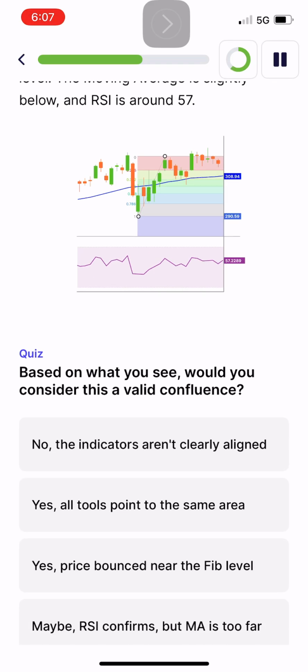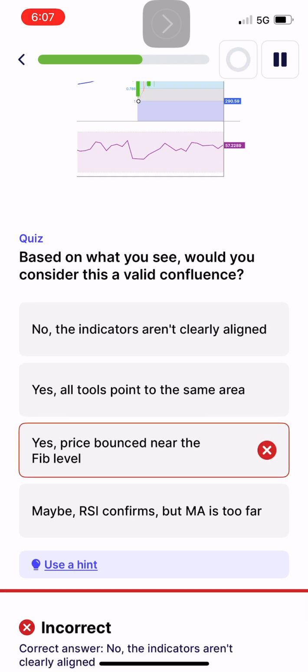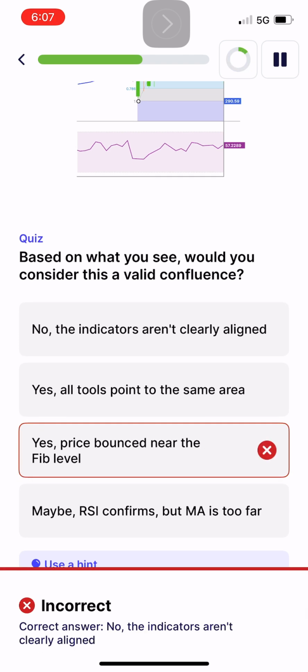Yes, all tools point to the same area. Yes, price bounced near the Fib level. Maybe, RSI confirms, but MA is too far. No, the correct answer was no, the indicators aren't clearly aligned.